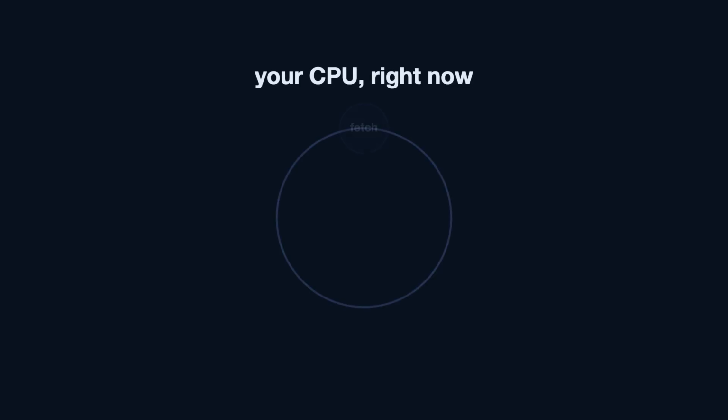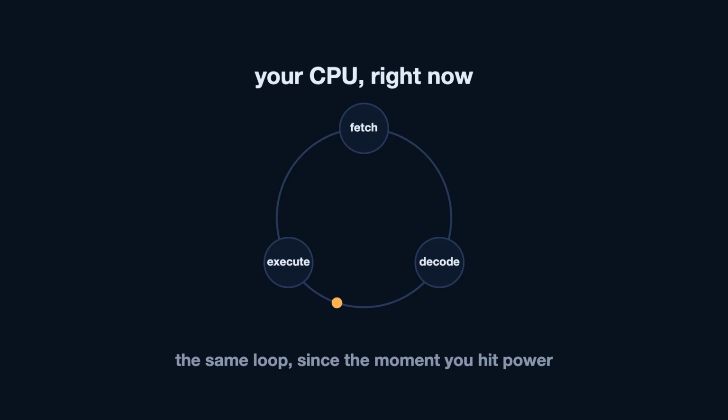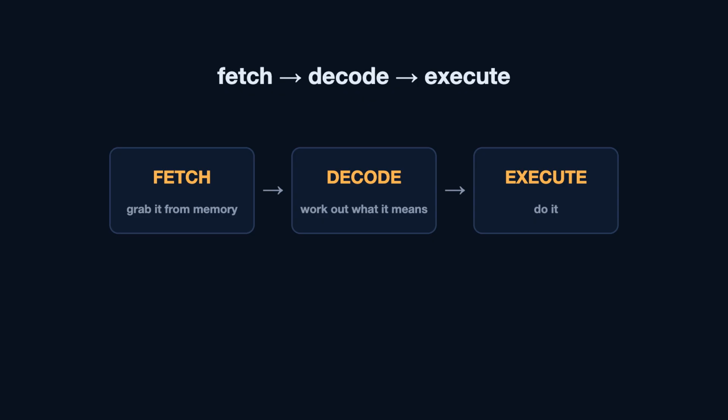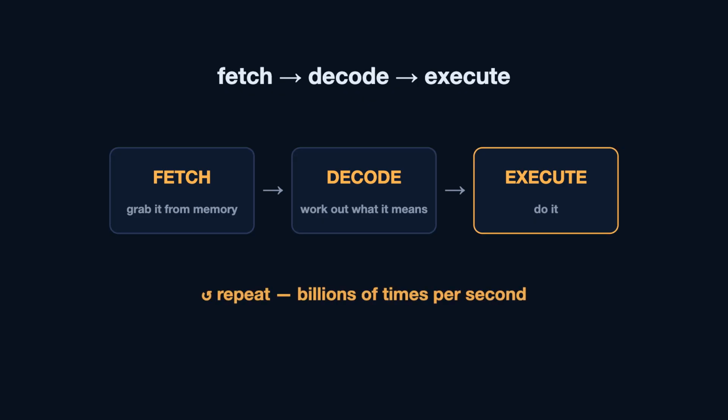Right now, your CPU is running one tiny loop, not your app. One loop, the same one it's been running since the moment you hit power. It's called fetch, decode, execute. Grab the next instruction from memory, work out what it means, do it. Repeat billions of times per second.